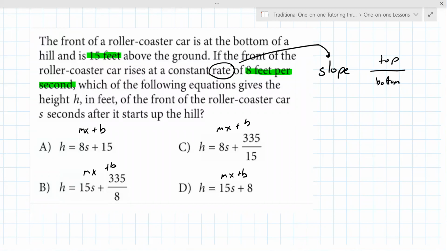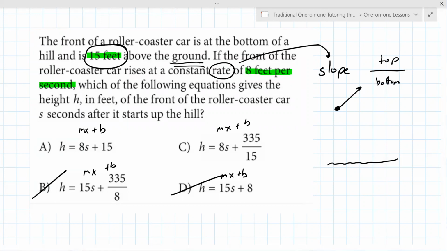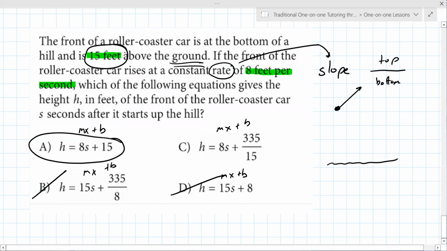A and C. Okay, so we can get rid of B and D. The difference between A and C is in the intercept, 15 versus 335 over 15. Truthfully, I have no idea where they got 335 from, because the only other number they're giving us is 15. They're telling you it starts 15 feet above the ground. It's like saying if this is ground level, it's starting here and going up. So therefore it must be letter A.